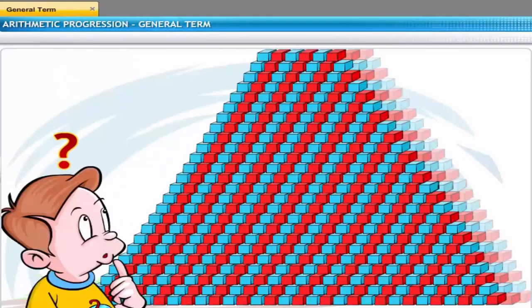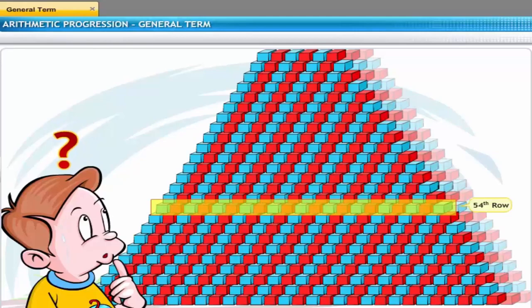Not too difficult to determine, is it? However, consider a situation where the pyramid is much higher, maybe 200 bricks. How many bricks would the child need for the 54th row? It's a little more difficult to figure out, right?